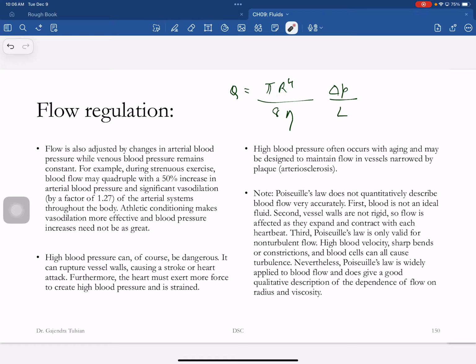Okay. Athletic conditioning makes vasodilation more effective, and blood pressure increase need not be as great. Okay, so that's what all this training is about. You train your body for increased vasodilation. So high blood pressure can be dangerous. It can rupture vessel walls, causing a stroke or a heart attack. Furthermore, the heart must exert more force to create high blood pressure and is strained. High blood pressure often occurs with aging and may be designed to maintain flow in vessels narrowed by plaque. So as we get older, as your blood vessels get narrower, your blood pressure has to increase.